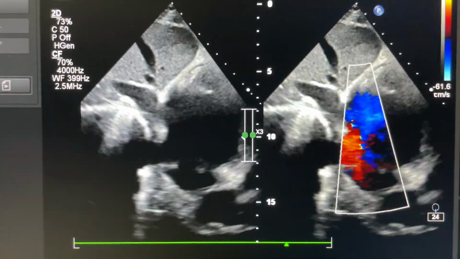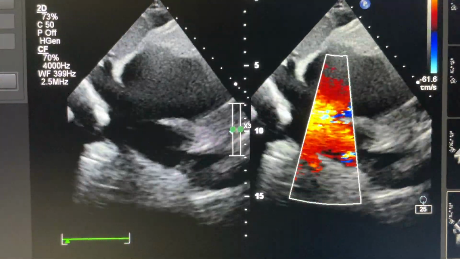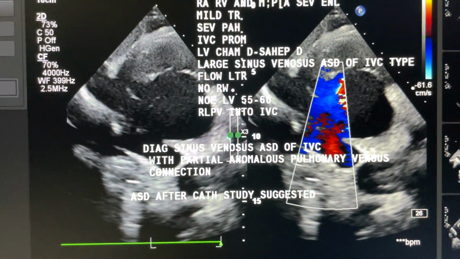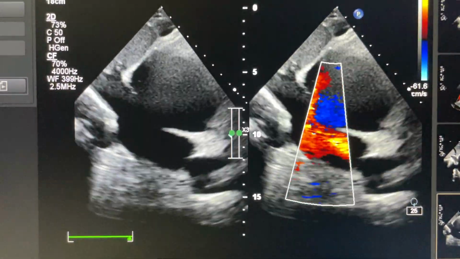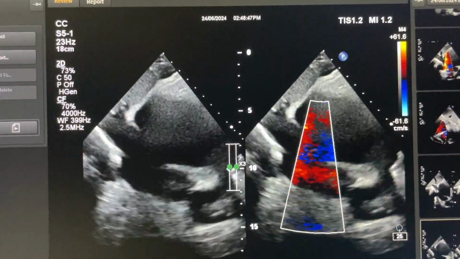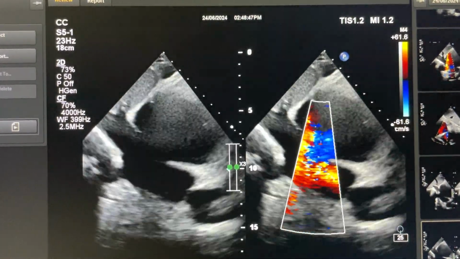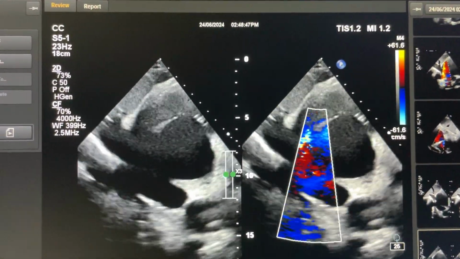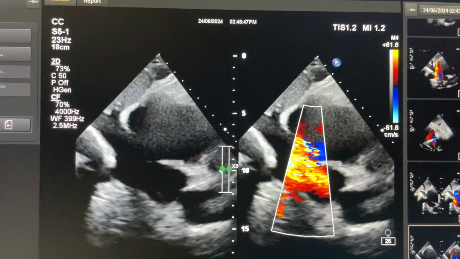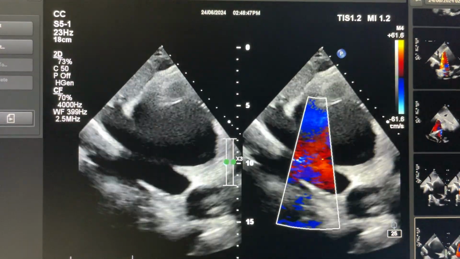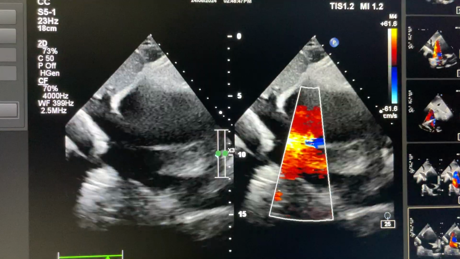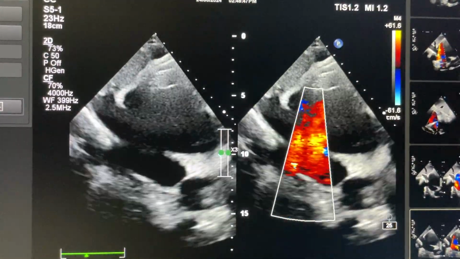Same thing, bicaval view. So ultimately this is sinus venosus ASD of IVC type, with the right lower pulmonary vein draining into the right atrium along with the IVC, that is partial anomalous pulmonary venous connection. Right atrium and right ventricle severely dilated, mild to moderate TR, severe PS, LV chamber D-shaped. So ultimately this case has got severe PS.